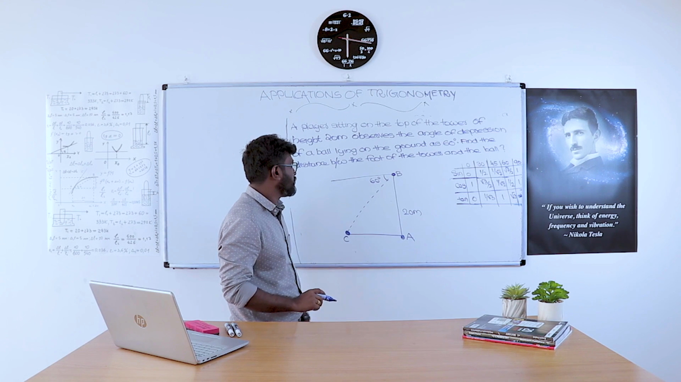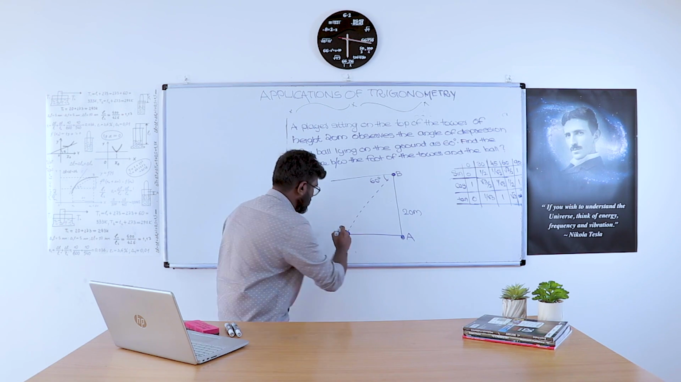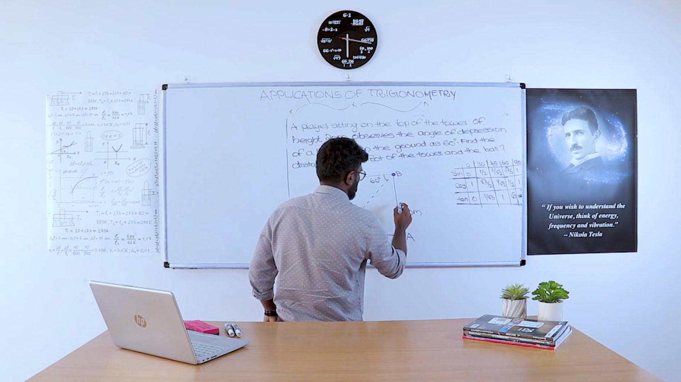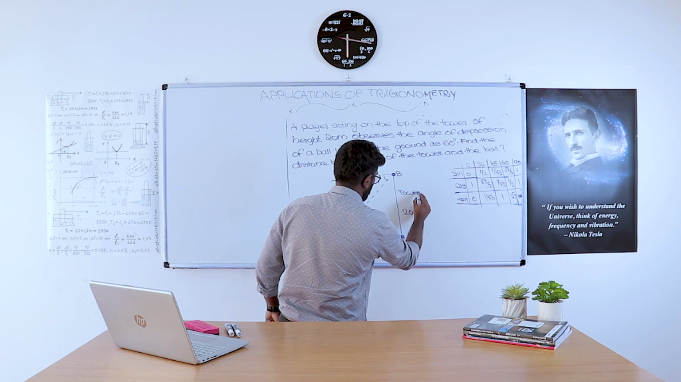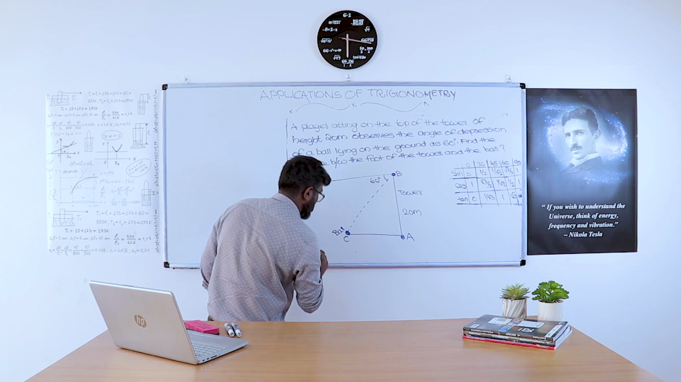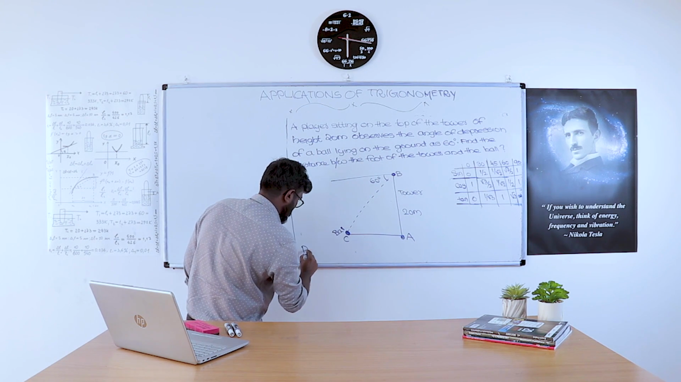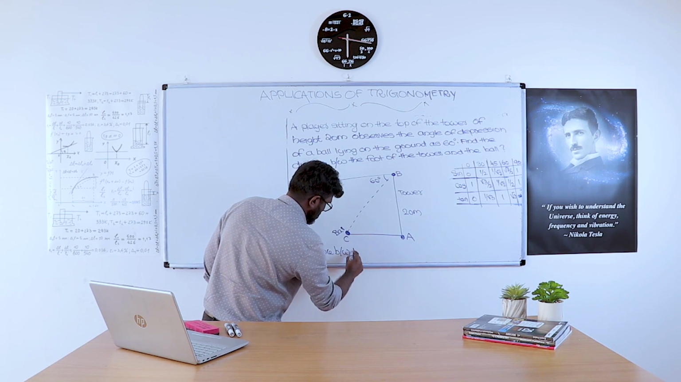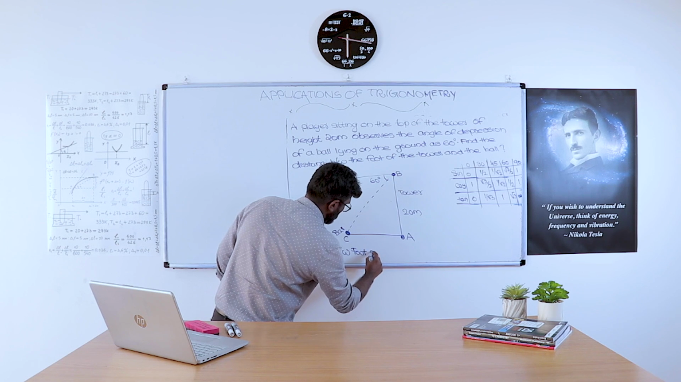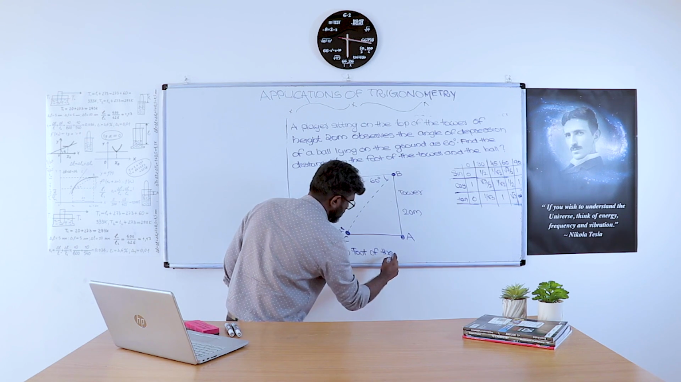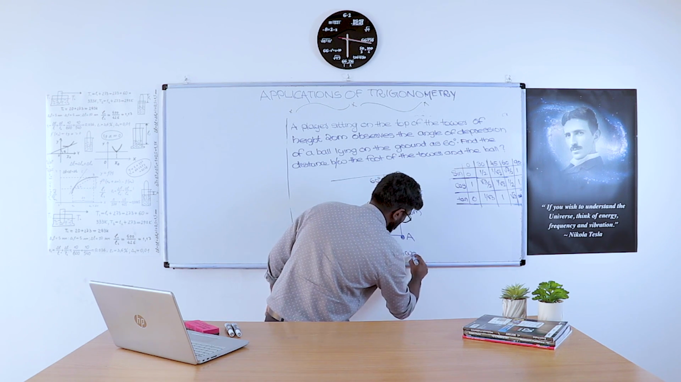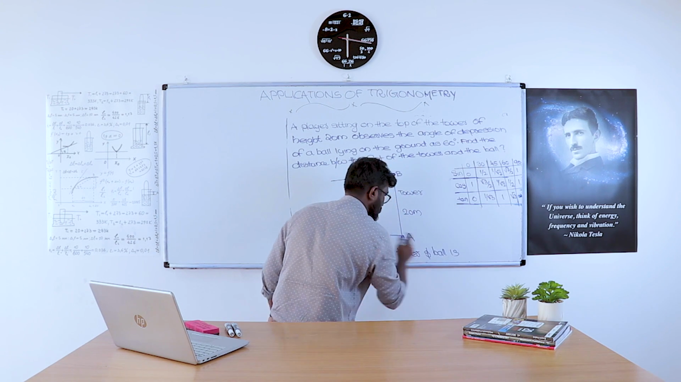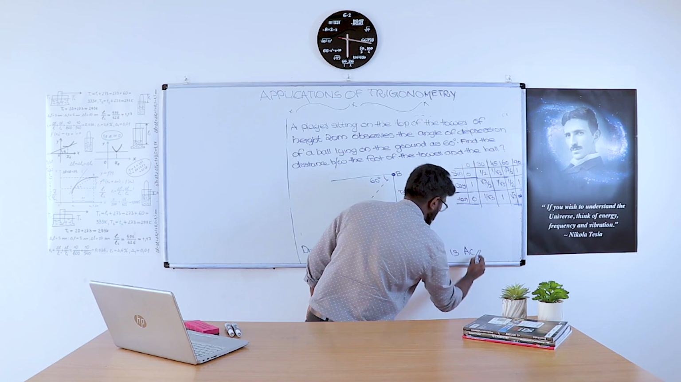Find the distance between the foot of the tower and the ball. This is the tower. Foot of the tower is A and the ball is C. So we want to find out the distance between the foot of the tower and the ball. It is AC. We want to find out AC.